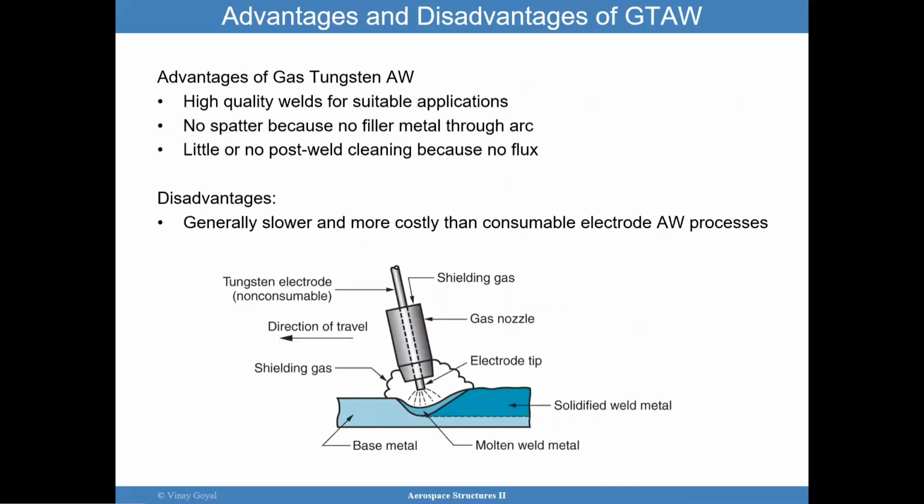You also have a technique called gas tungsten arc welding. It does produce high quality welds for a lot of suitable applications. You have no spatter because there's no feeder metal through the arc, and there's little or no post-weld cleaning because there's no flux. The disadvantage is that you have a slower, more costly process than consumable electrode arc welding.